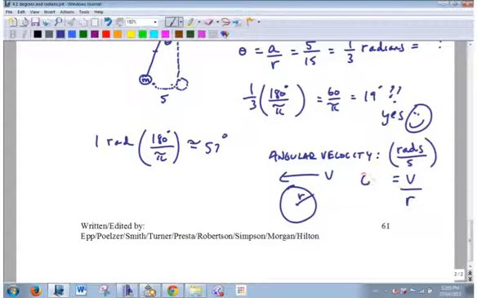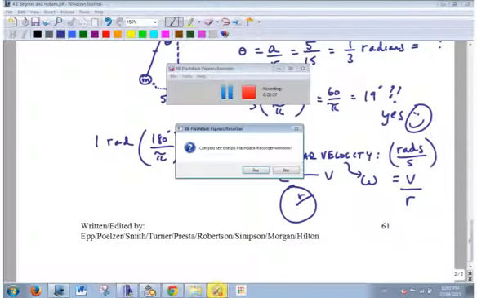Angular velocity. Greek letter omega. Okay? Well, there's capital and there's lowercase. Oh, I understand. Yeah.